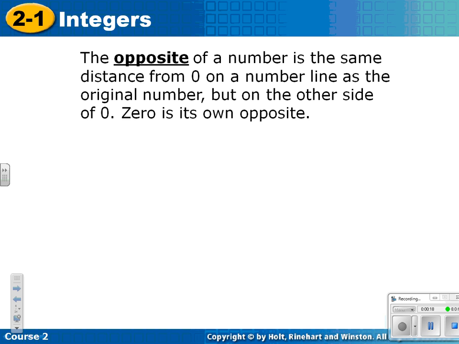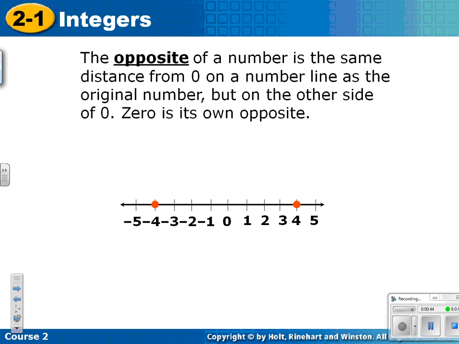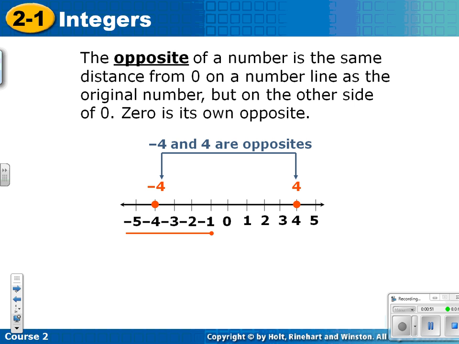So, what is the opposite of 2? Negative 2. What is the opposite of 5? Negative 5. What is the opposite of negative 33? 33. It honestly is that easy. So for example, we got 4 and negative 4. Those are opposites. Okay?